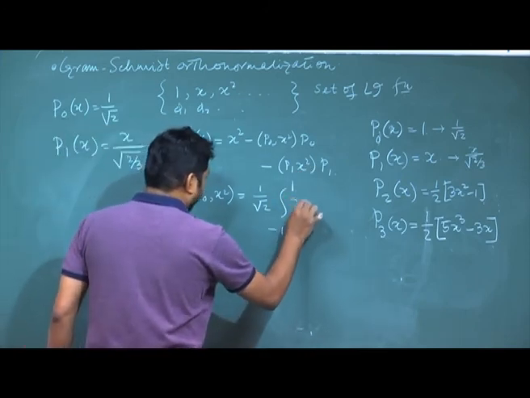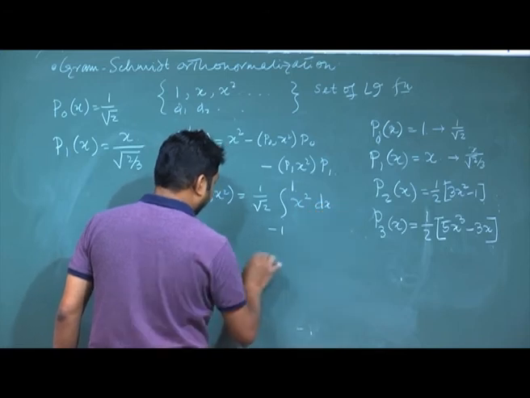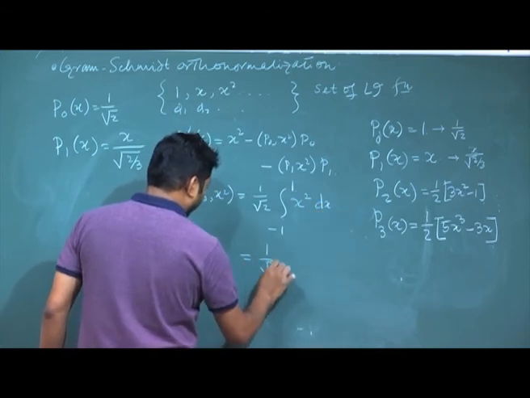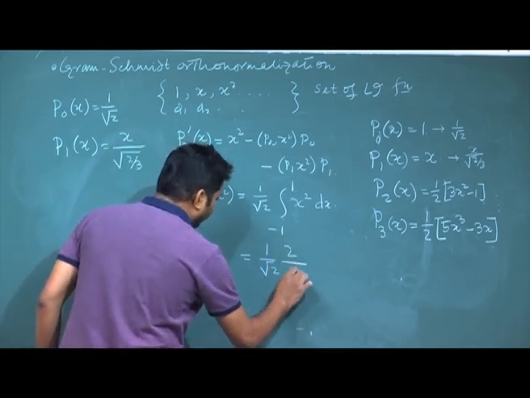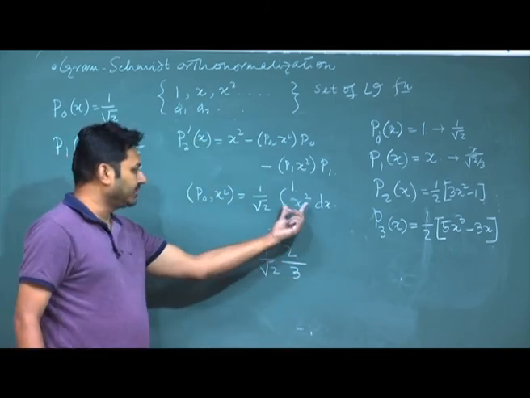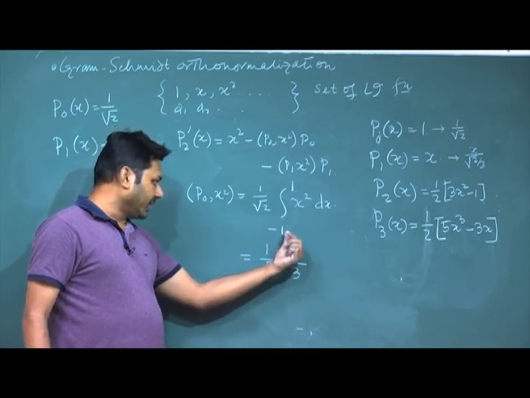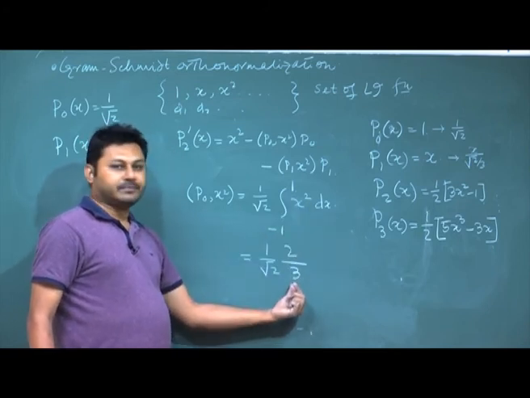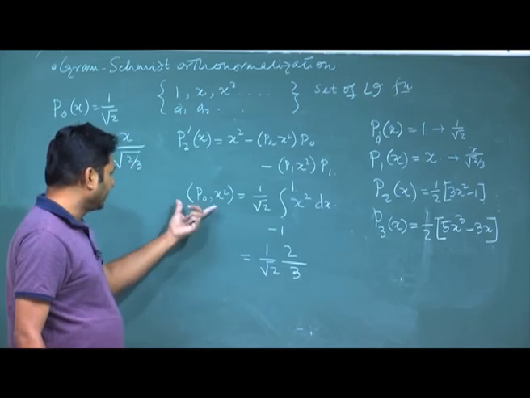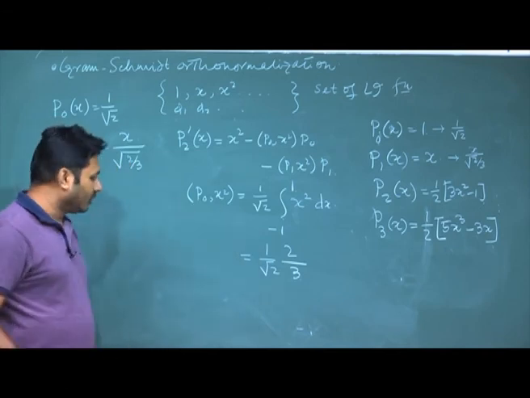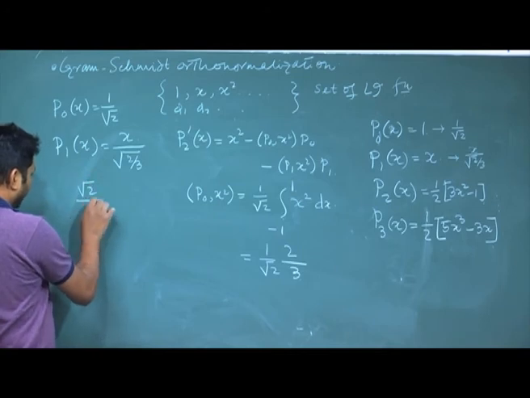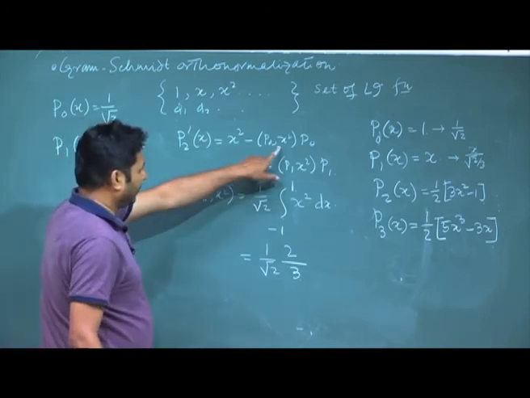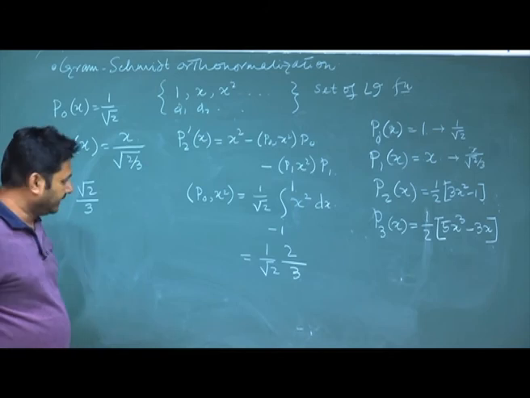So, x square dx gives 1 over root 2 times x cube divided by 3, and when you put in the limits minus 1 to 1 it will be 2 by 3. So, I have the first value of my inner product, let me write it somewhere so that I do not forget. Root 2 by 3 is the value of this quantity. What about the next quantity?